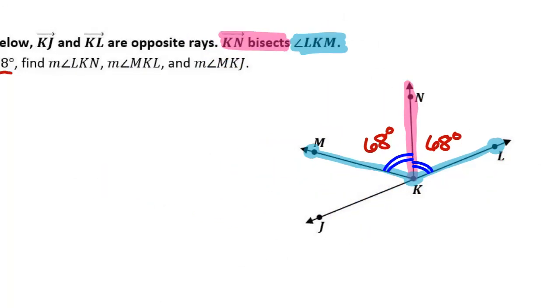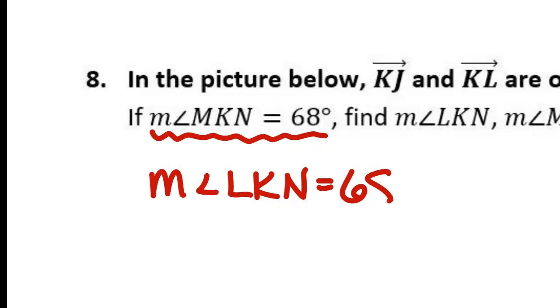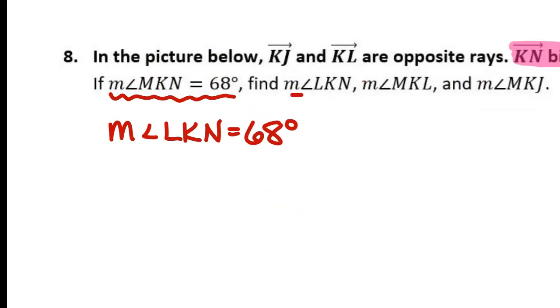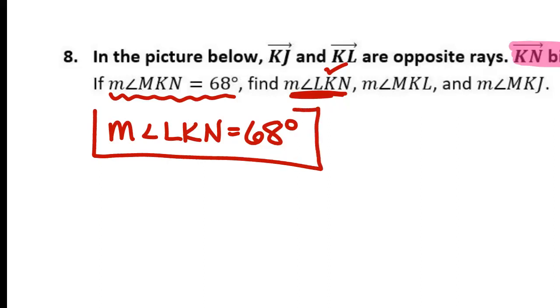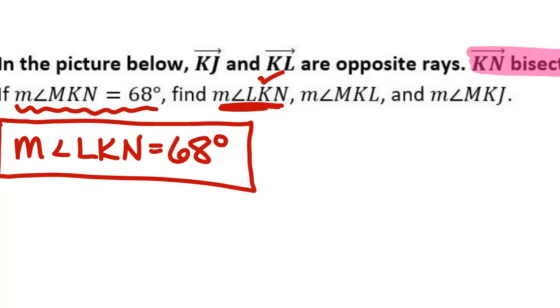That is angle LKN. The measure of angle LKN is 68 degrees. They asked me to find that right there. So we found one of our angles. Because KN is a bisector, that means it cuts the bigger one in half. If it cuts it in half, it cuts it into two equal-sized parts. Good question.